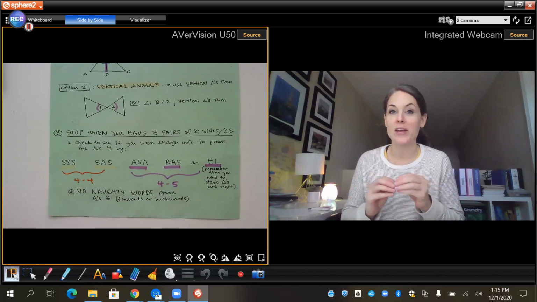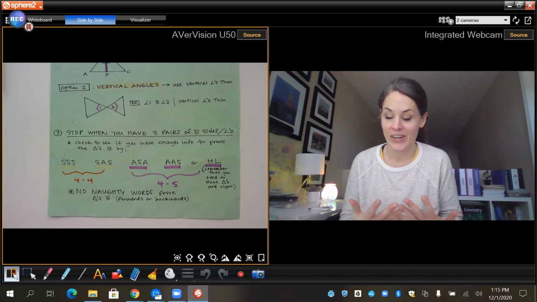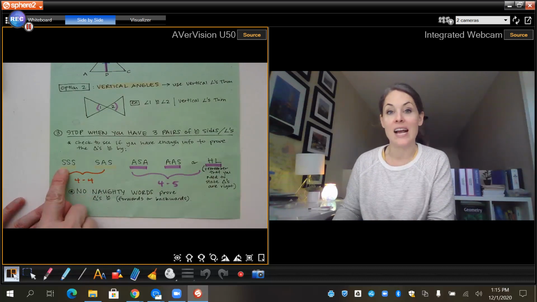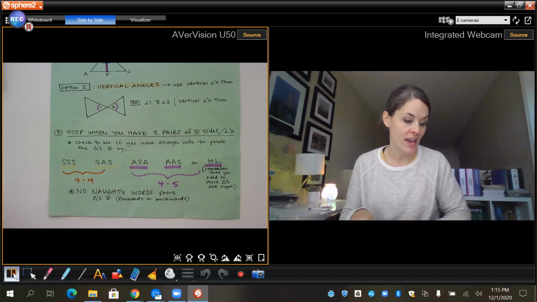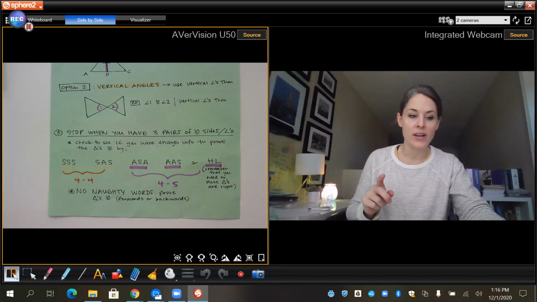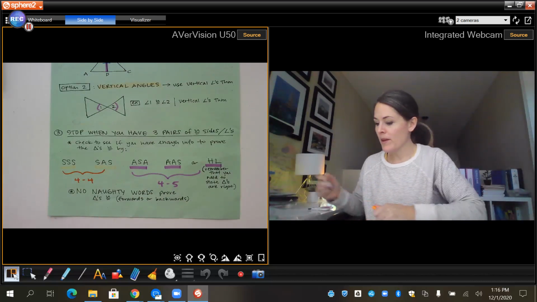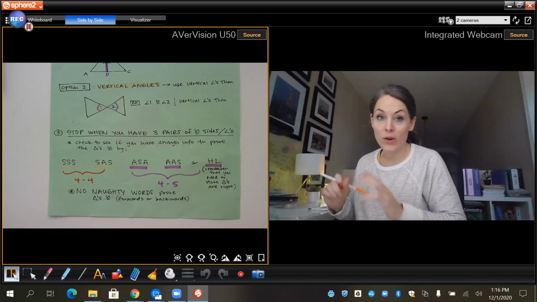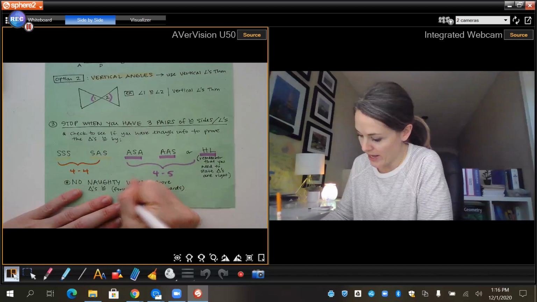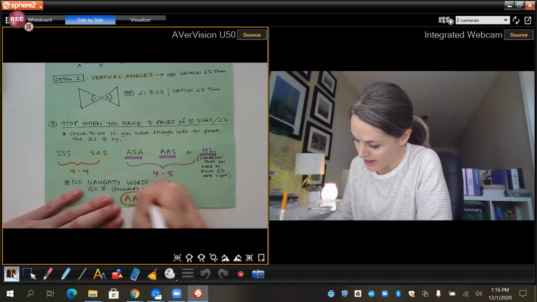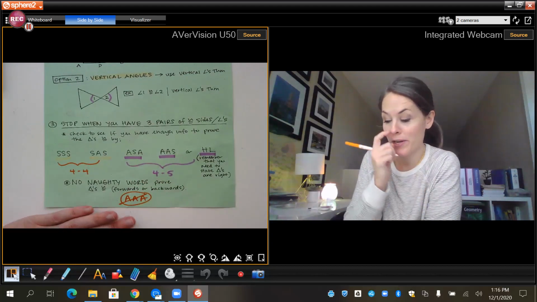I want you to think about the combinations that are not here. Notice how we have side, side, side, but we do not have angle, angle, angle. You may already have figured this out, but angle, angle, angle does not prove triangles congruent.